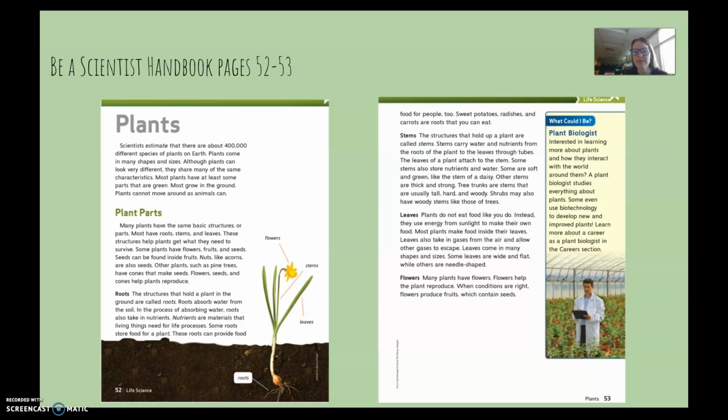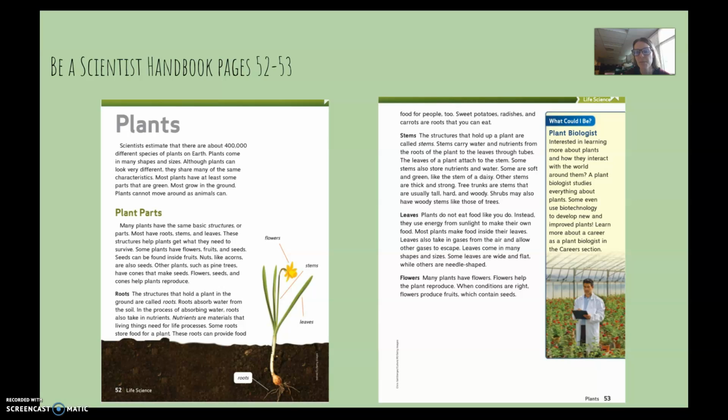Okay, leaves. Plants do not eat food like you do. Instead, they use energy from sunlight to make their own food. Most plants make food inside their leaves. Leaves also take in gases from the air and allow other gases to escape. Leaves come in many shapes and sizes. Some leaves are wide and flat, while others are needle-shaped.